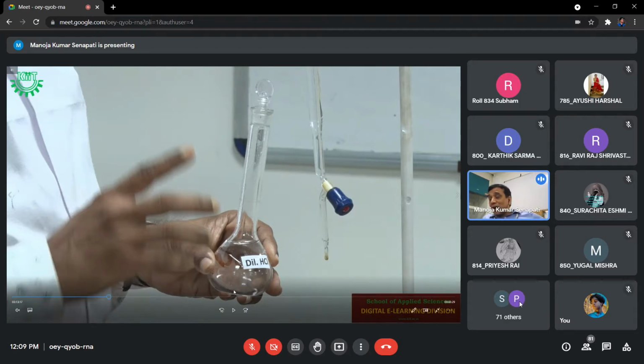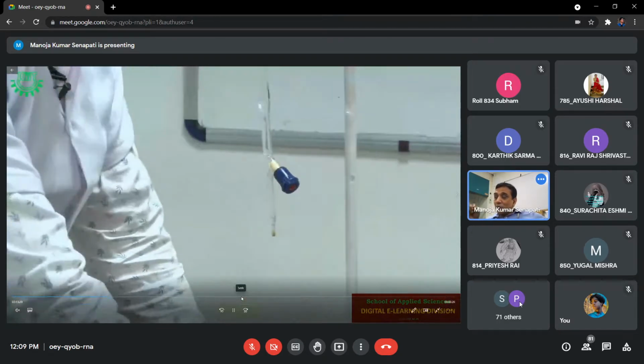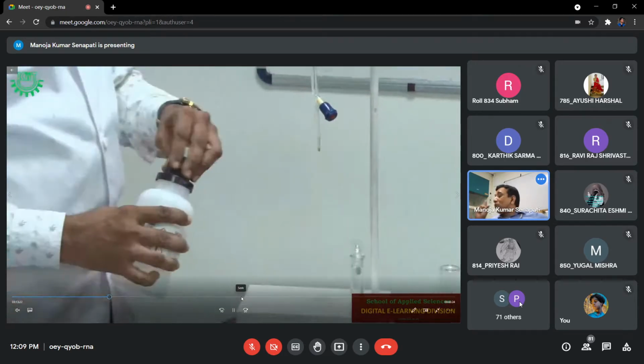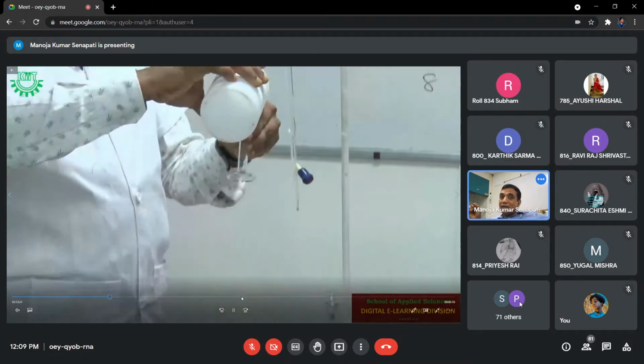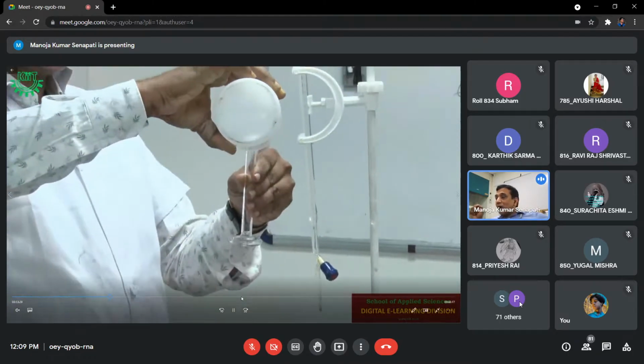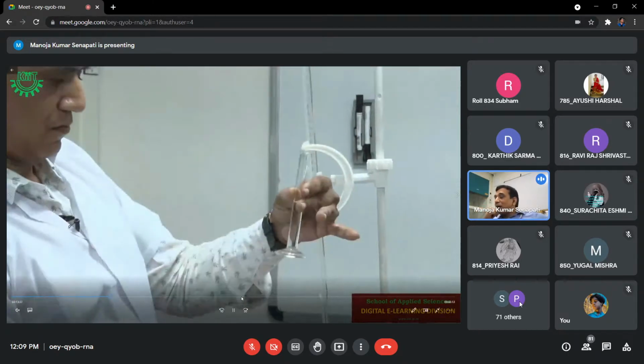And we are going to start the hydrolysis reaction. So to this 90 ml of dilute HCl, we are going to add approximately 5 ml of ethyl acetate. And at what time are we going to add? You have to record that time. You record the time at which you add ethyl acetate, because that will be the starting time for the hydrolysis reaction.